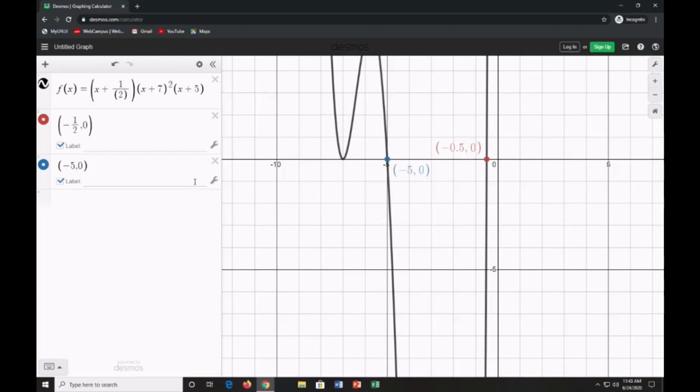Okay? So the other 0 was negative 5. So, we have that. The other one was negative 7. So let's snap to it, negative 7, 0, right? And label it right there.